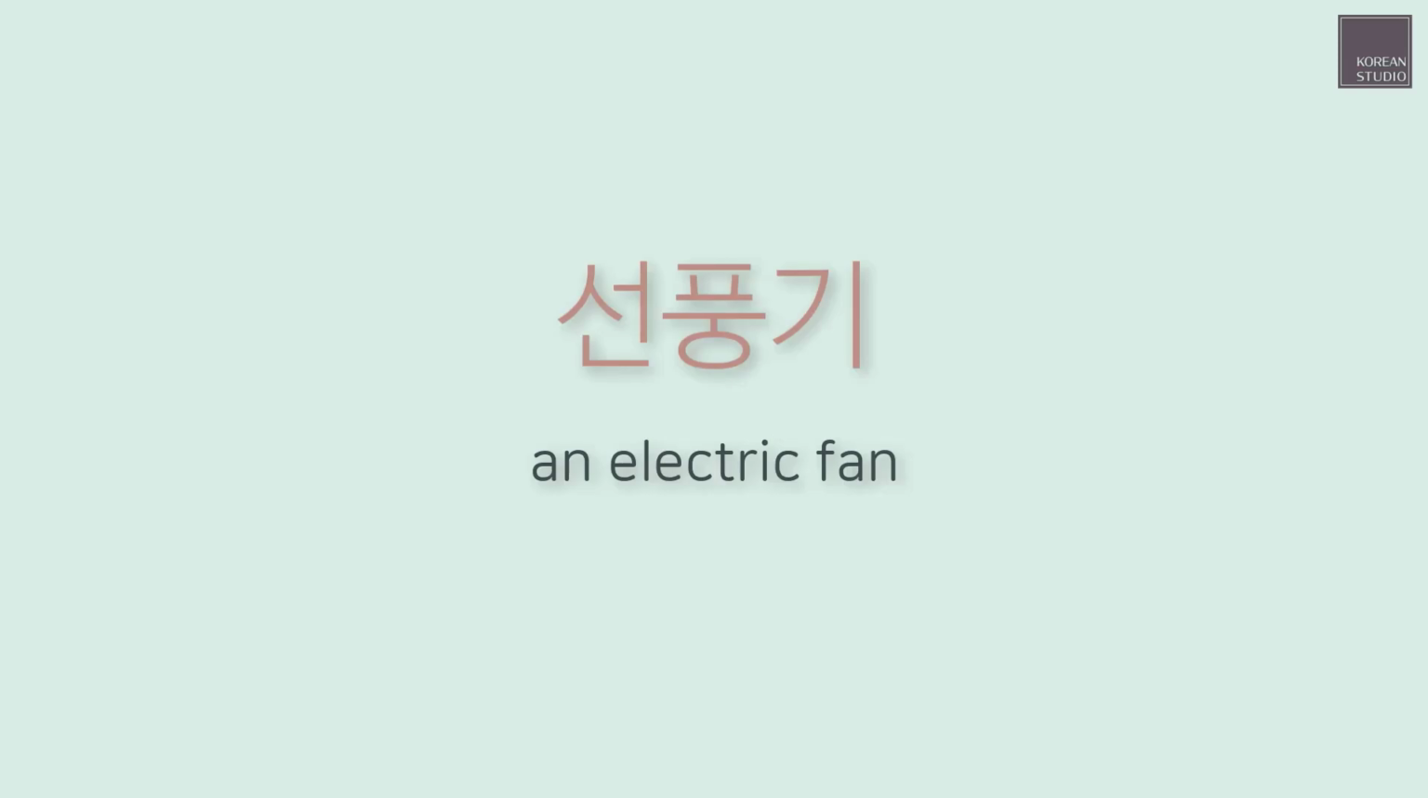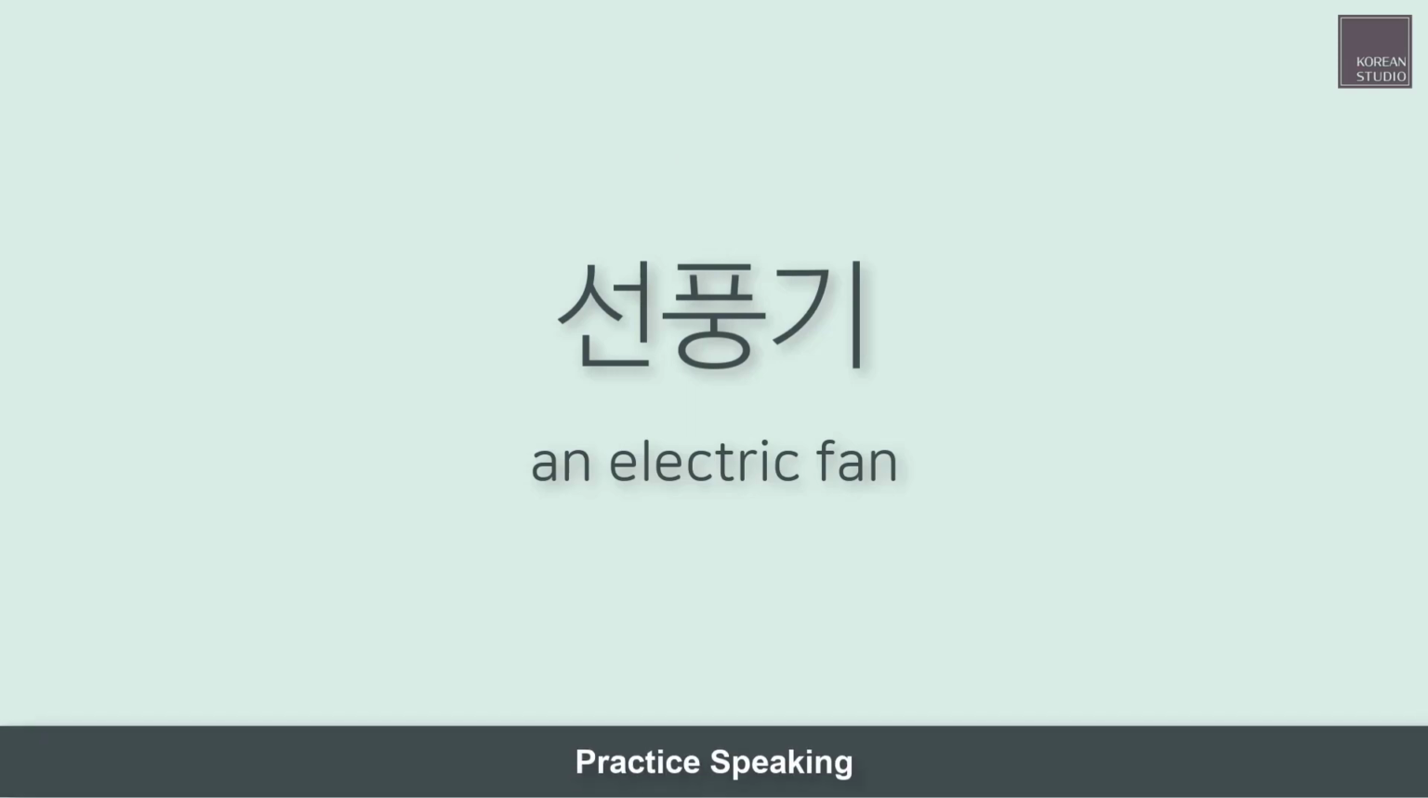That's great. Now the last word is for the electric fan, and this is 선풍기. The second syllable 풍 means wind and air. Let's practice saying 선풍기. Repeat after me. 선풍기.